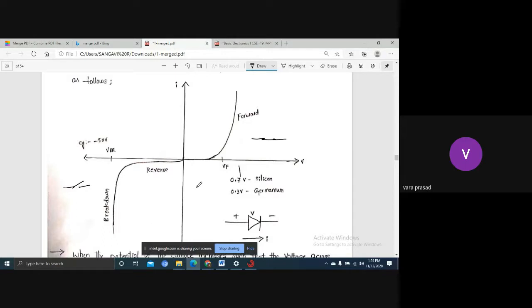If they ask about a diode acting as a switch, I am expecting PN junction diode characteristics or operation. You can study that one. For the Zener diode, just change the symbol and, as it is, you can write everything. The symbol you can change and write it.